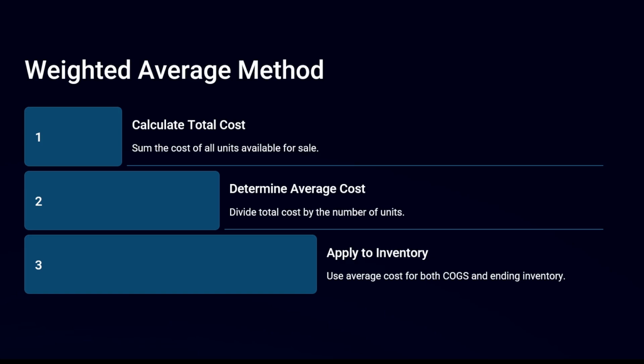The third method, the weighted average method. This calculates the sum of the cost of all units available for sale. In this method, we calculate the sum of all the items that are available for sale. Then we determine the average cost, by dividing total costs by the number of units that we have in our stock. Then we apply it to the inventory when we use the product. So we use the average cost multiplied by the units that we need to use to get the amount of the cost of goods sold.